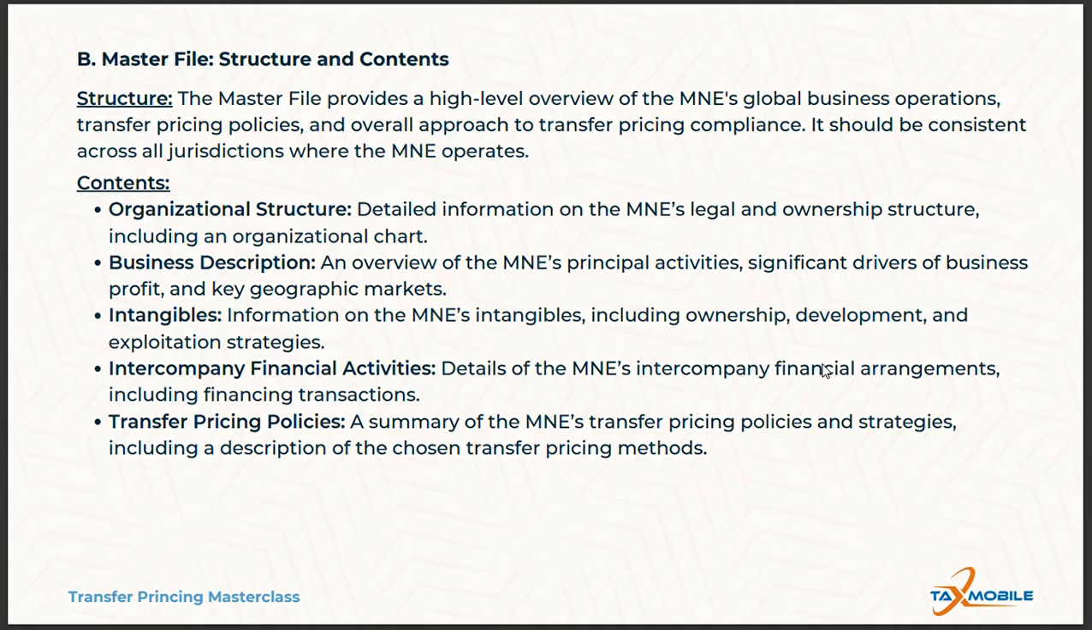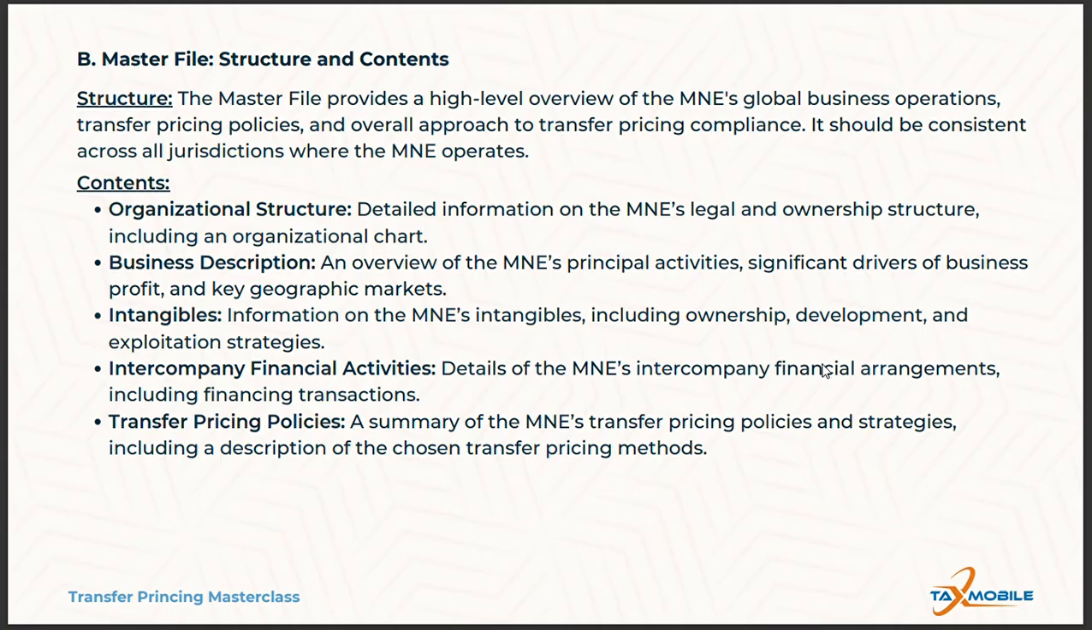The OECD BEPS Action 13 introduced a three-tiered documentation structure which Nigeria adopted. This approach ensures comprehensive and consistent documentation across all tax jurisdictions in which a multinational enterprise operates. So the documentation consists of the master file, the local file, and country by country reporting. So for now, let's look at the master file and its structure and content.